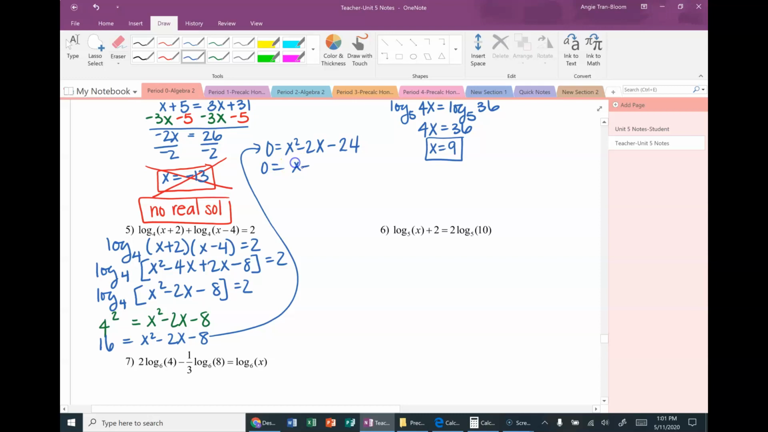Let's see if it's factorable. In this case, it is. You have x minus 6 and x plus 4. X minus 6 equals to 0. X plus 4 equals to 0. X equals to 6 and x equals to negative 4.